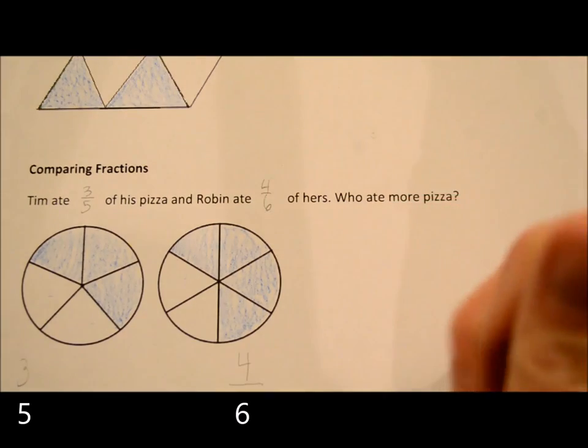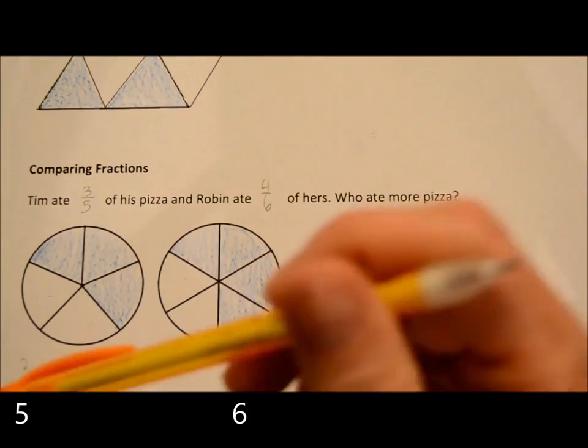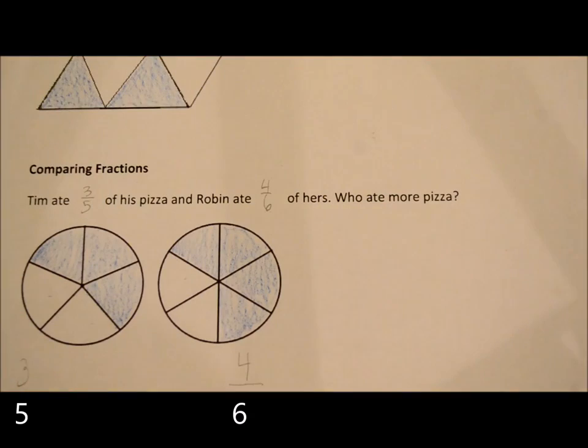So when we compare fractions, we want to get a denominator that is the same. Because right now we can't compare fifths and sixths. It's like comparing apples and oranges, except it's pizza this time. So we're going to make these into a common denominator, the same denominator. So is there something that I can change the 5 into that I can also change the 6 into?